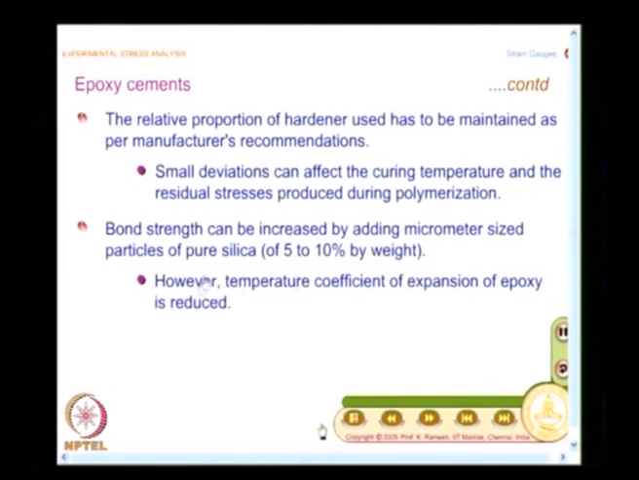But if I add this silica, what happens? Temperature coefficient of expansion of epoxy is reduced. So, you have to pay attention to the thermal influence. So, this is what I said, in strain gauge instrumentation you do one thing, it is advantageous for one aspect, but it introduces another problem. So, you have to look at your recommendation holistically, piecemeal you should not employ any one of these recommendations.